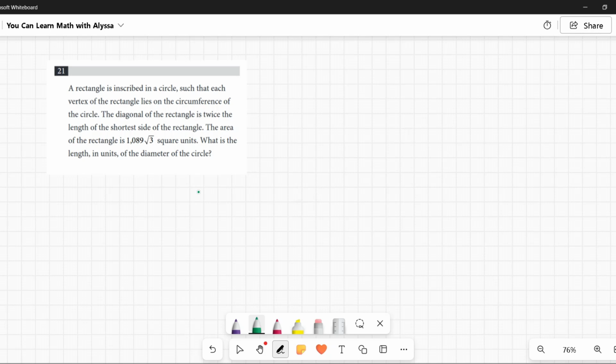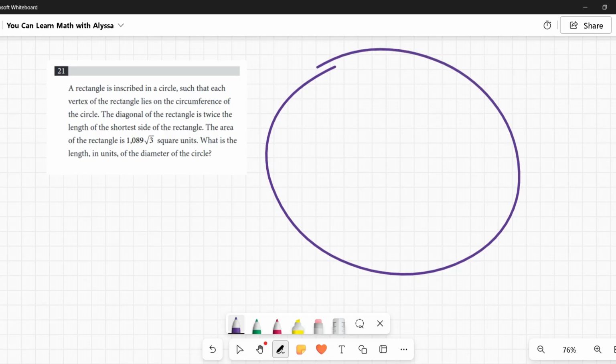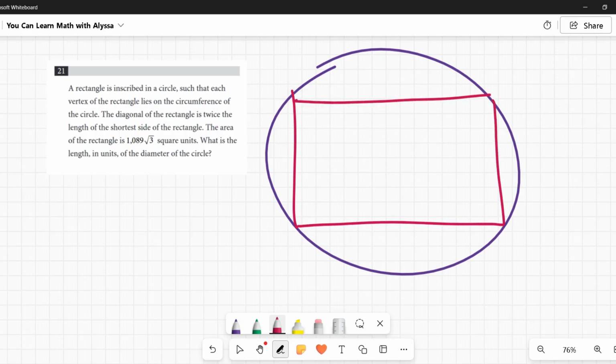Number 21, a rectangle is inscribed in a circle such that each vertex of the rectangle lies on the circumference of the circle. Okay, so I'm going to draw a haphazard circle, and I'm drawing my rectangle inscribed in a circle. Okay, ish. The diagonal of the rectangle, okay, I need a diagonal. Let me do that. Okay, is twice the length of the shortest side of the rectangle. So it's twice the shortest side, so I'm going to call that shortest side x, and it's twice that length, so it is 2x.